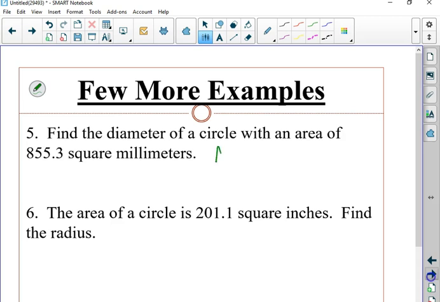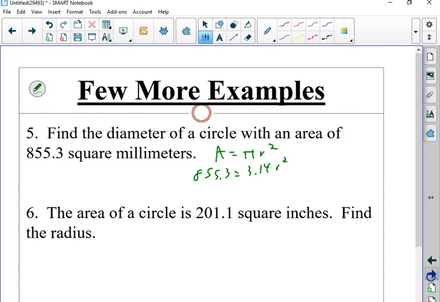Find the diameter of a circle with an area of 855.3. So remember, let's go back to our original formula. Area is pi r squared. All we're going to do is work backwards because we know the area. 855.3 equals 3.14 r squared. What we don't know is the radius or the diameter. If we find the radius, we can double it and get the diameter.